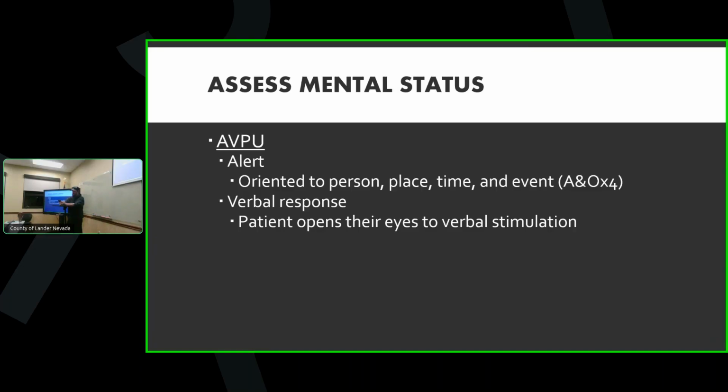So alert, we're checking to see if they're oriented as well. So if we say a patient is A&O times 4, we've asked them the 4 questions in relation to person, place, time, and event. So what's your name? Where are you at? What month is it right now? Why am I here right now? Or I like to ask them, who's this person that called me? Oh, that's my husband. Okay, well, what's their name? That's how we assess these things.